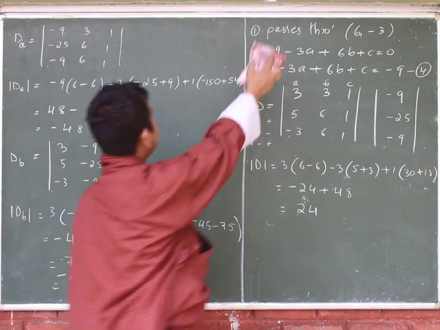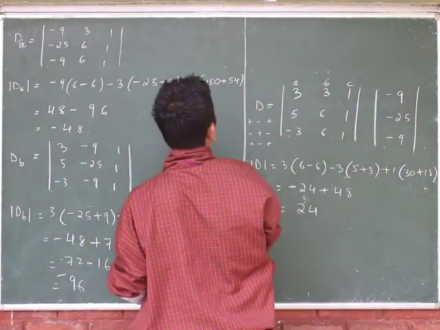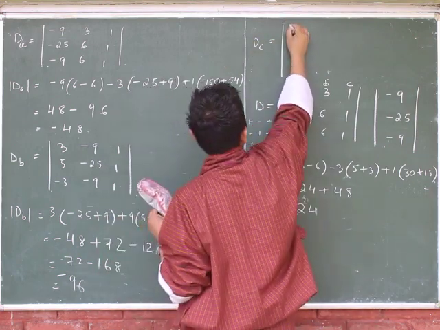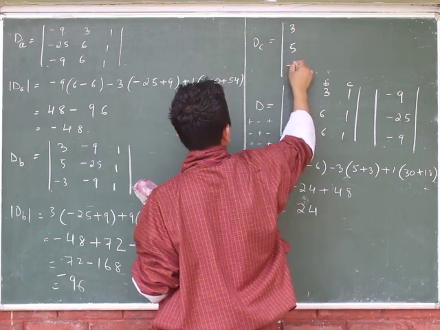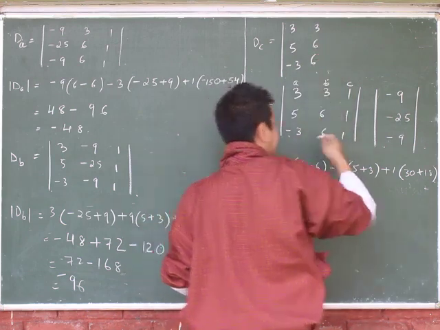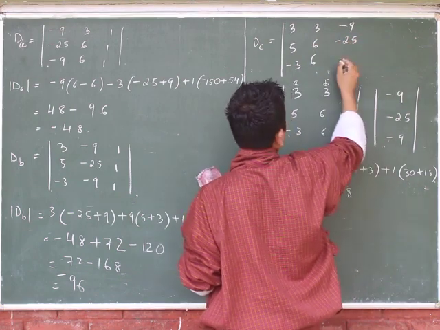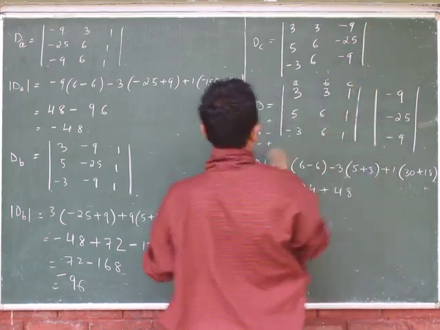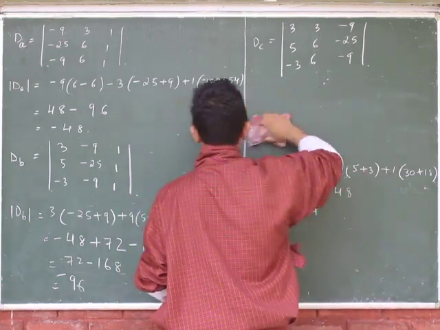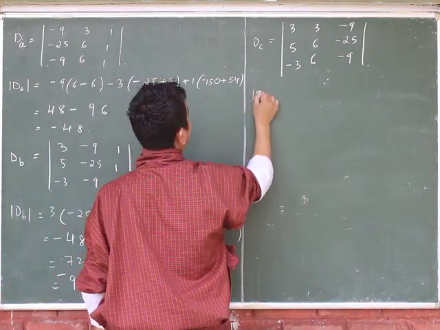Now let's go with dC. For dC, keep this A column the same, 3, 5, negative 3, the B column the same, 3, 6, 6. Replace this C variable by the constants negative 9, negative 25, and then negative 9. That's it. Please remember the determinant value 24, we need it later. So now expand this. Now find the determinant dC.